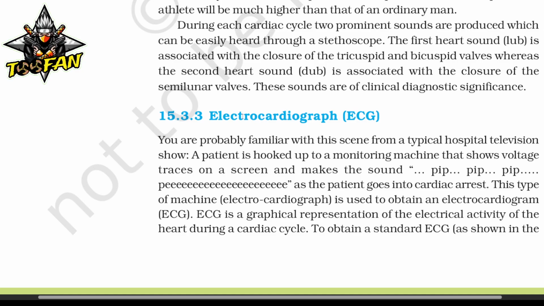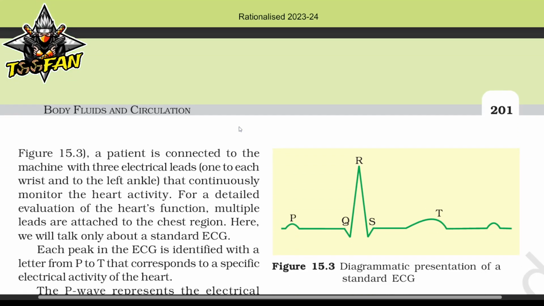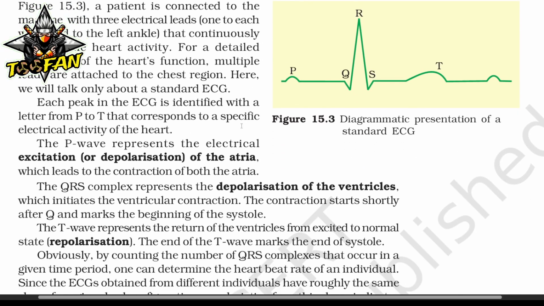To obtain the standard ECG, a patient is connected to the machine with three electrical leads, wrist and ankle, that continuously monitor the heart activity. For a detailed evaluation of the heart's function, multiple leads are attached to the chest region. Here we will talk about only a standard ECG. Each peak in the ECG is identified with the letters from P to T and corresponds to a specific electrical activity of the heart.